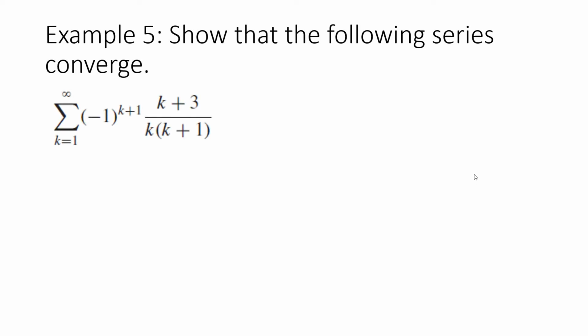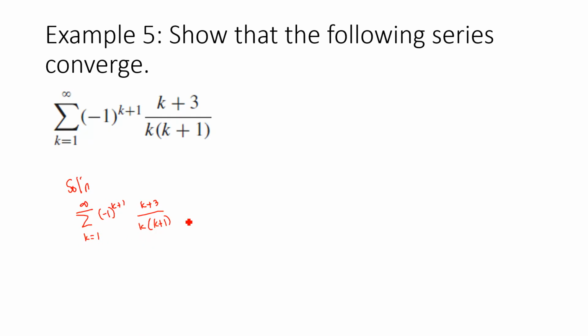Let's have this one. Show that the following series converge. In this case, we test the series for absolute convergence by examining the series of absolute values. So for our solution, we have the summation of the quantity negative 1 raised to k plus 1 times k plus 3 over k times k plus 1, from 1 to infinity.